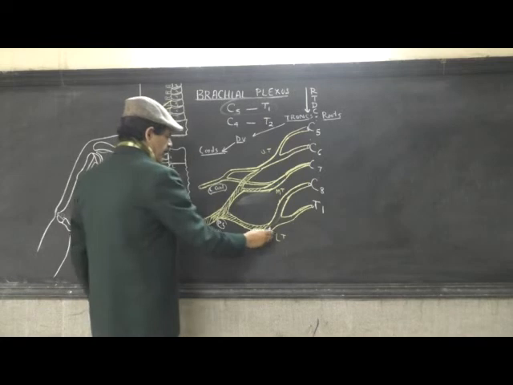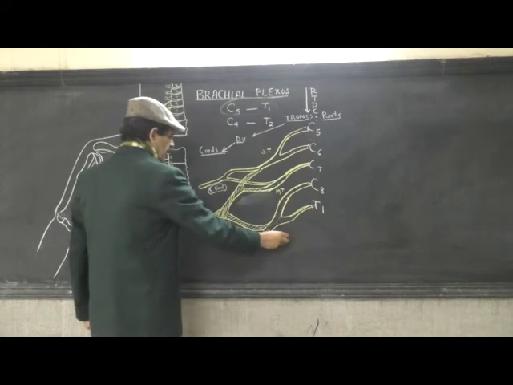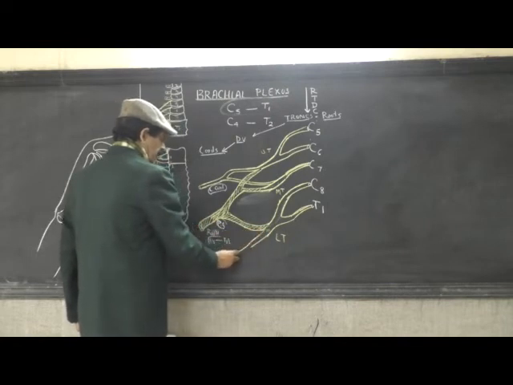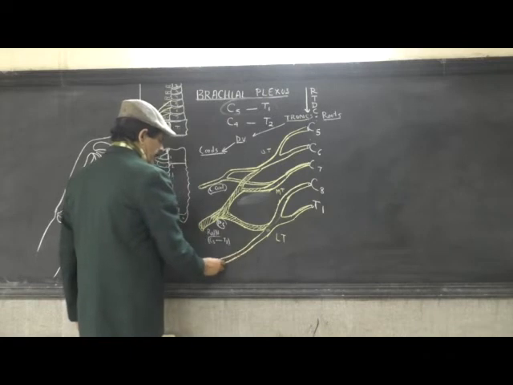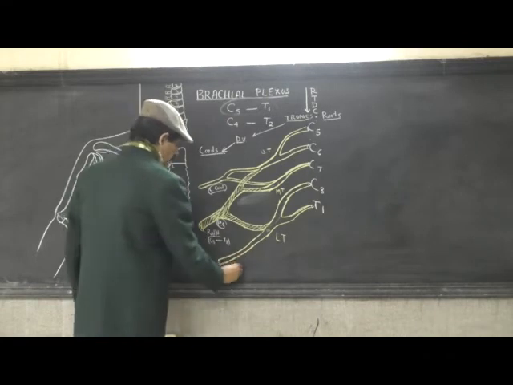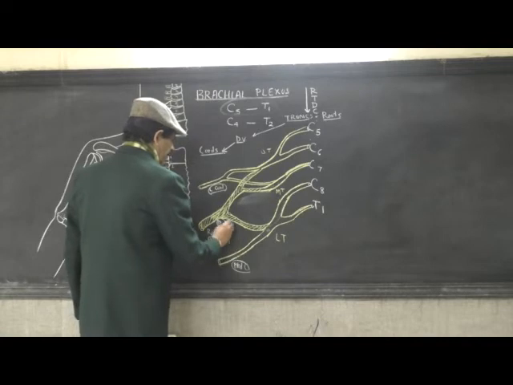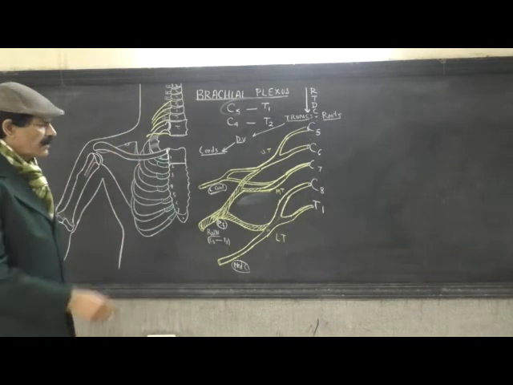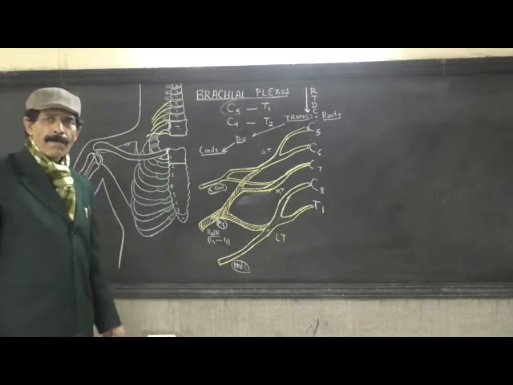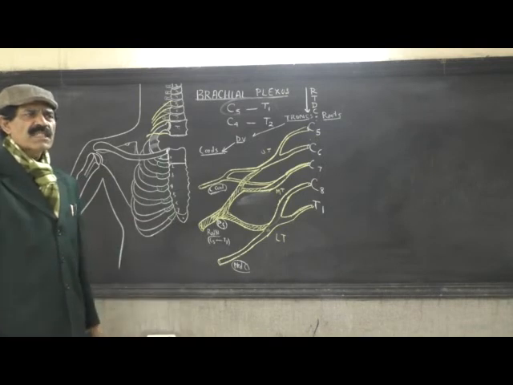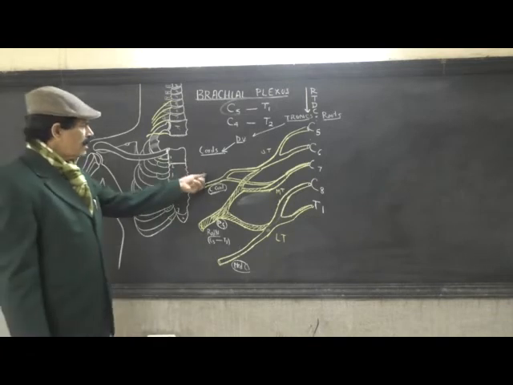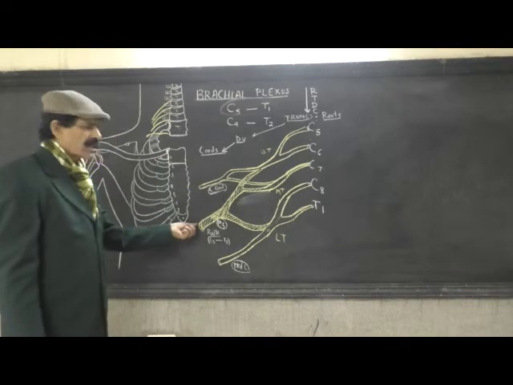Then also the lower trunk, after giving the posterior division, the anterior division is continued as the medial cord. So three cords are formed: medial cord, posterior cord and the lateral cord. So this is how the RTDC works. Now we have the three cords in our hand. All the nerves of the muscles of the upper limb will be supplied by the branches of these cords. Lateral cord is lateral, medial cord is medial and posterior cord is posterior in position.